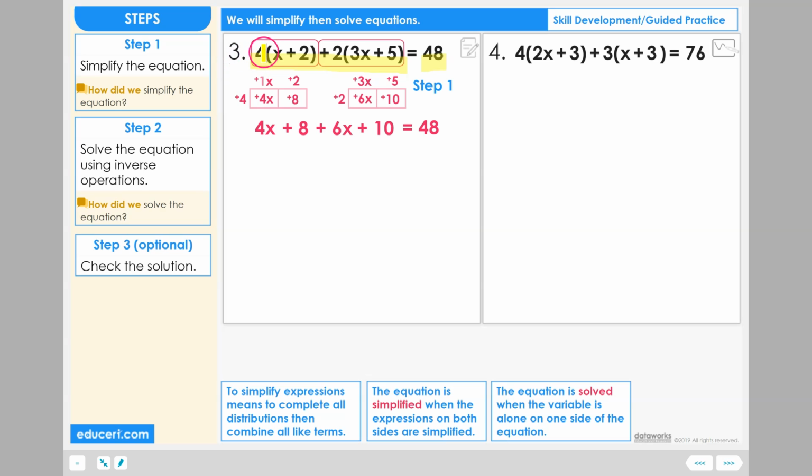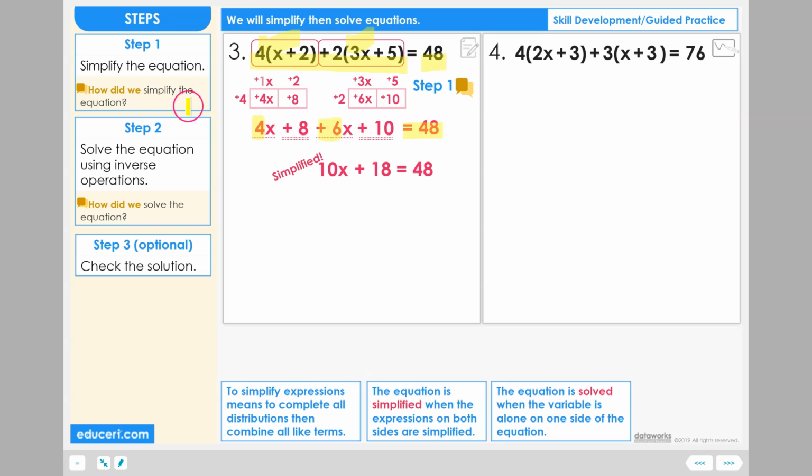Now, our equation is a little more simplified in that there's no distributions anymore, but it's not simplified because we still need to combine like terms. We have a couple of x variable terms, 4x plus 6x, and then we also have a couple of numeric terms, 8 plus 10. Combining like terms in the x variables, we are going to add the coefficients. 4 plus 6 equals 10x. So positive 10x, and then we have 8 plus 10 more equals 18. And all of this, of course, equals 48. The equation is now simplified because we did all the distributions, and we combined like terms.